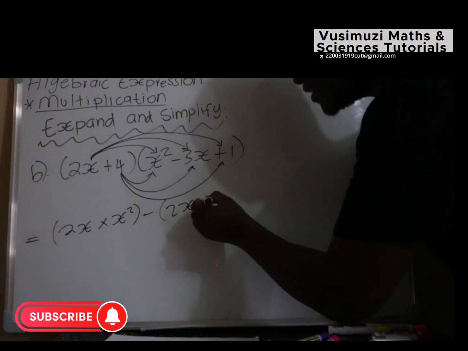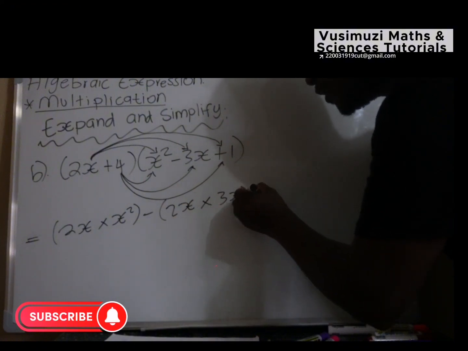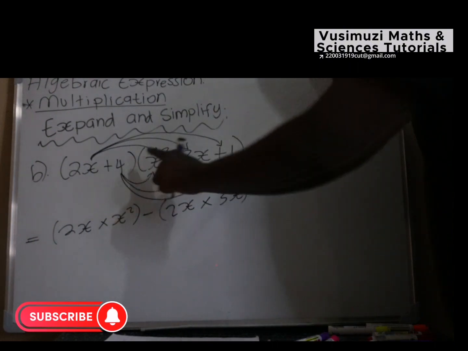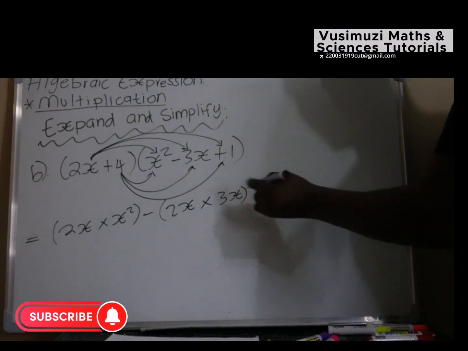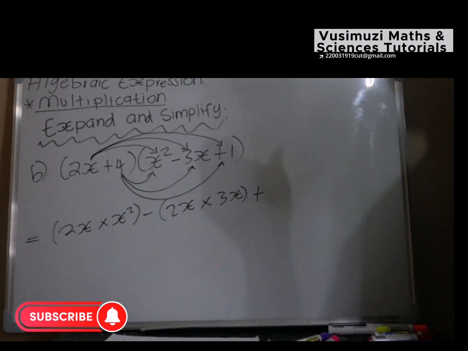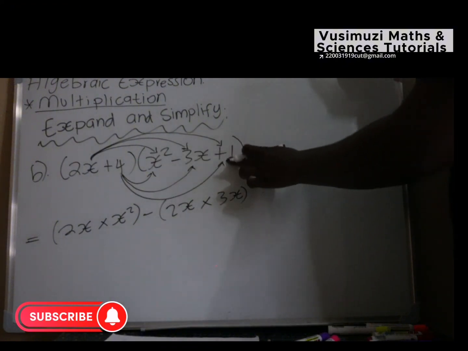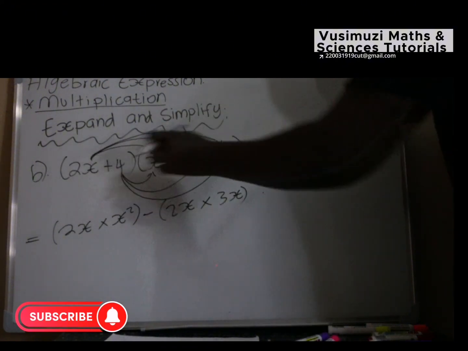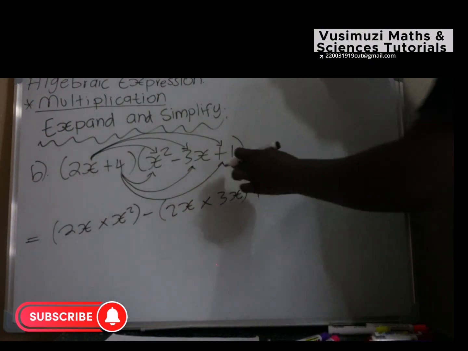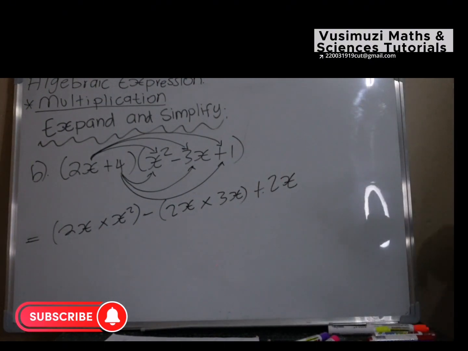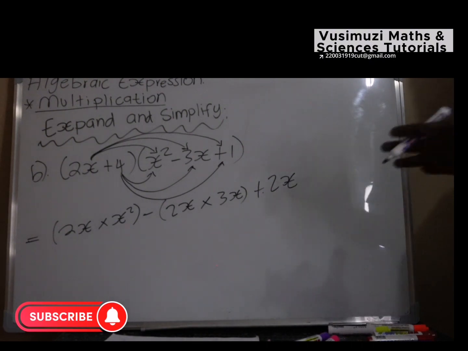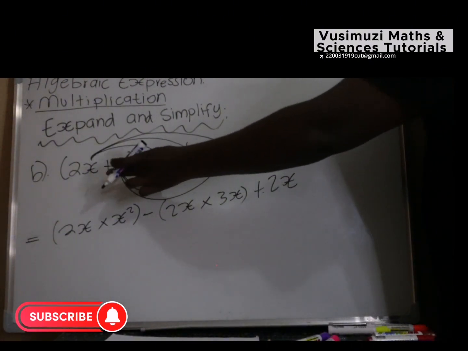Then 2x multiplied by 3x. Are we clear? Yes. Then you come to the last one. Positive times positive is positive. We come to the last one, 2x and 1. Positive times positive is positive. Then 2x times 1 is 2x. There's no negotiation for now, it's 2x. There's nothing sophisticated there. Are we clear on that one? Then we come to the next term, which is 4.